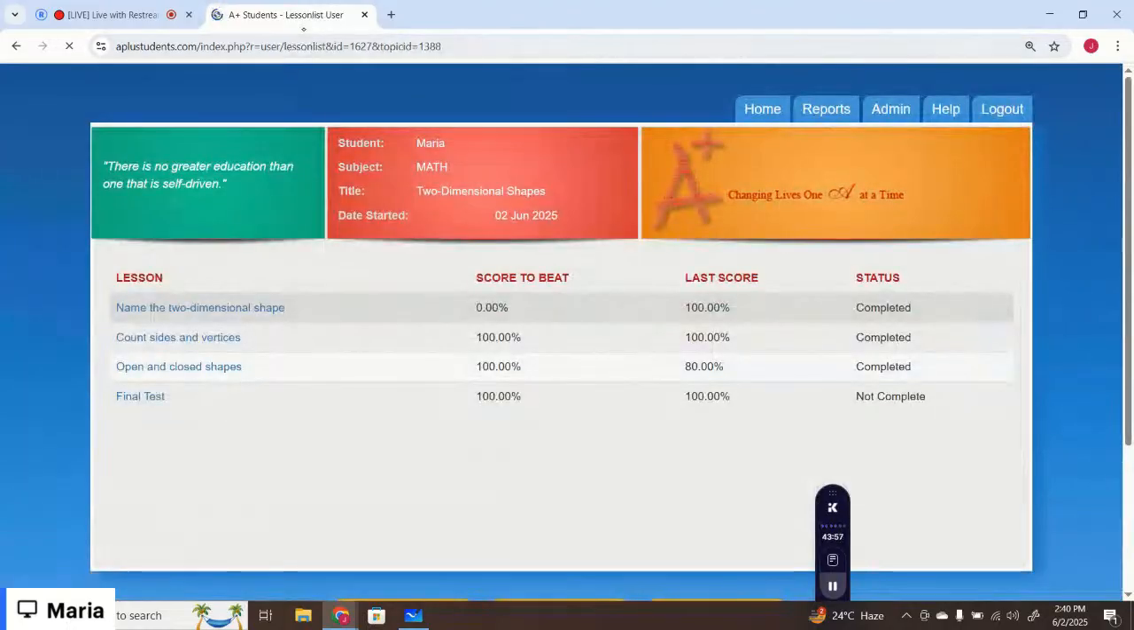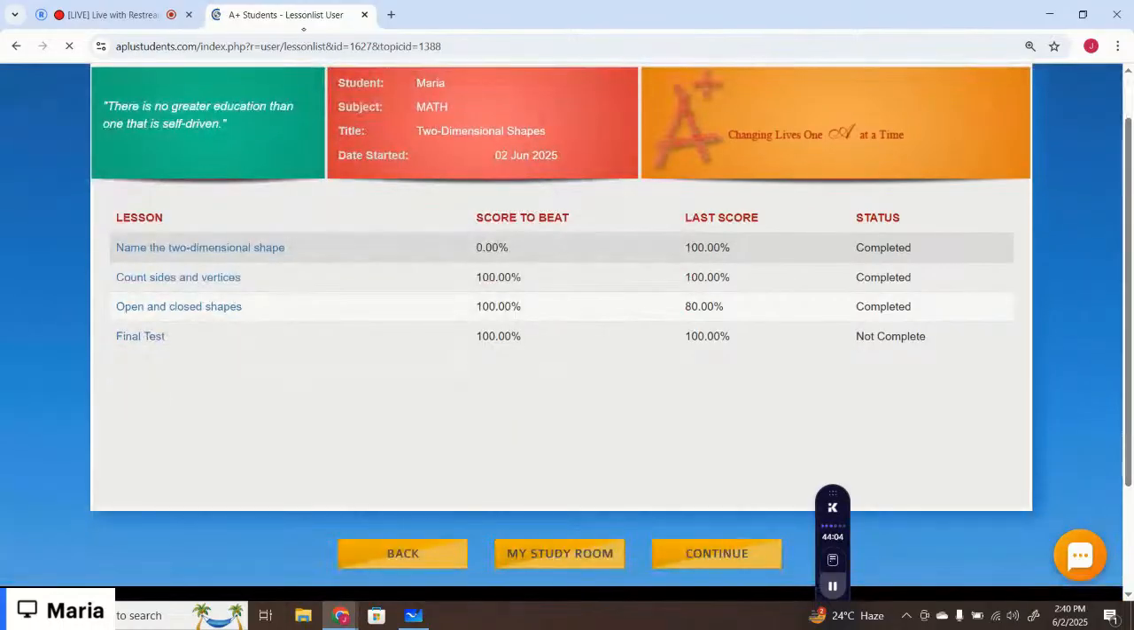So we were working on grade 1 chapter. We have started with estimation. Now we're working on two-dimensional shapes. The lessons we have to cover today are name the two-dimensional shape, count sides and vertices, and open and closed shapes. Please make sure before the next session you complete all the practice questions for the lessons we tested. That is your homework until next session.